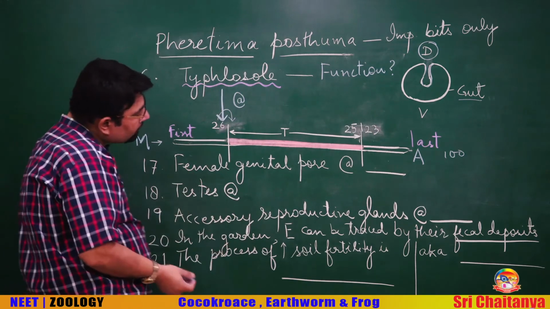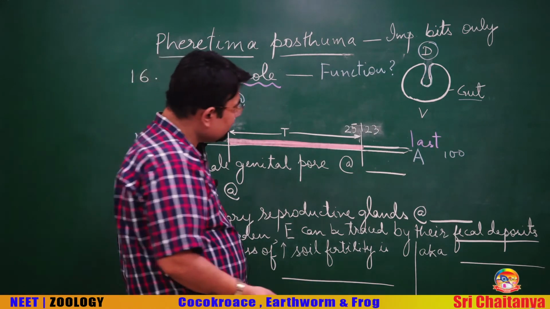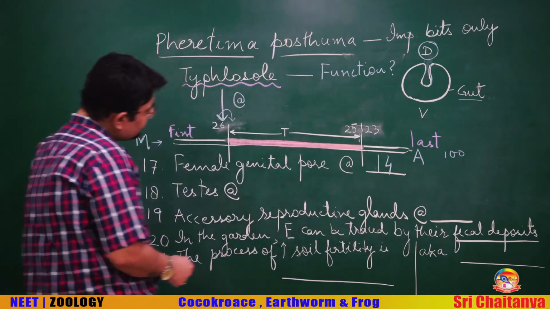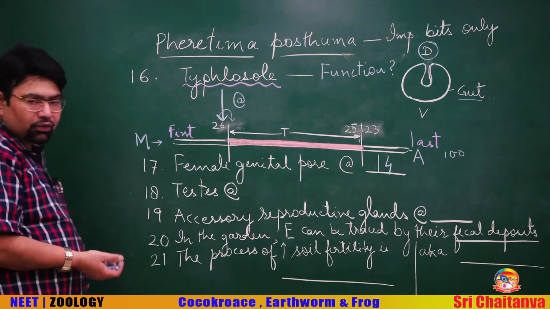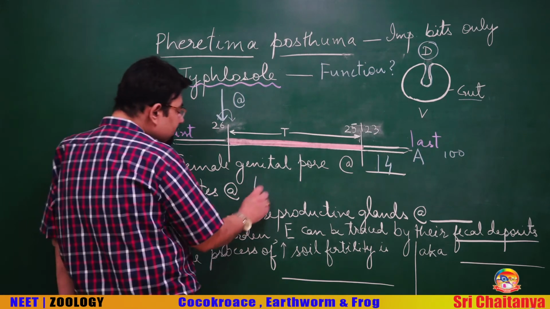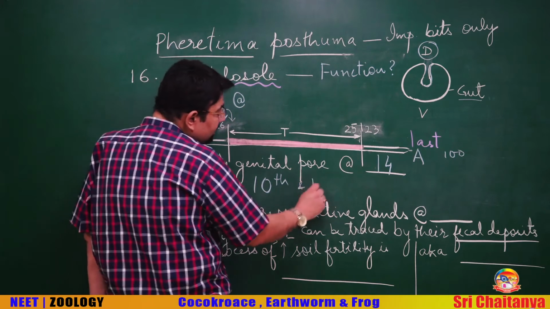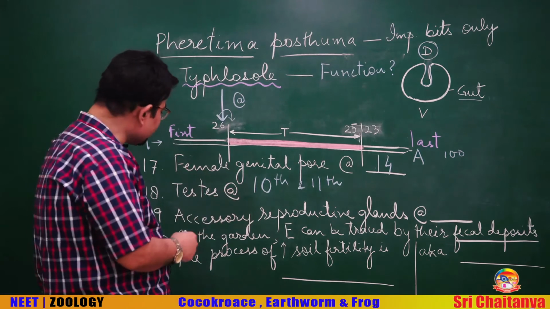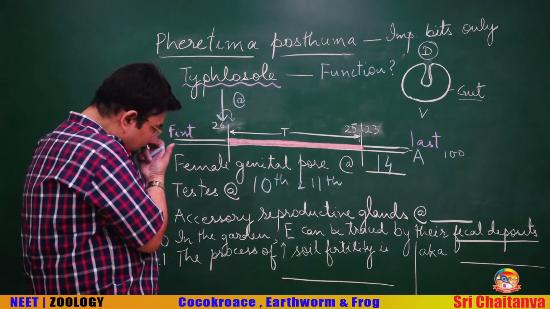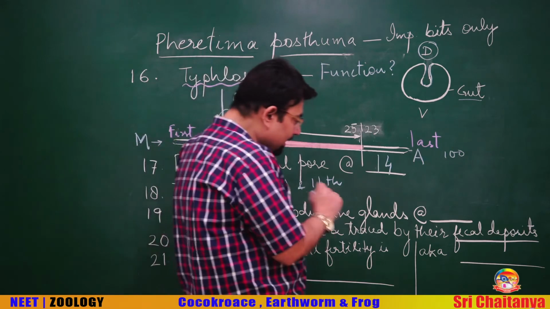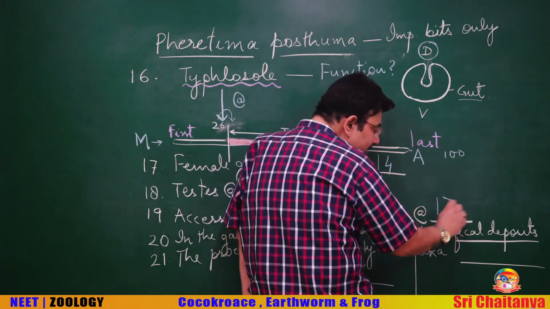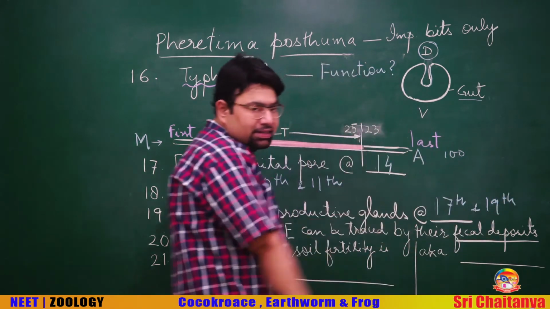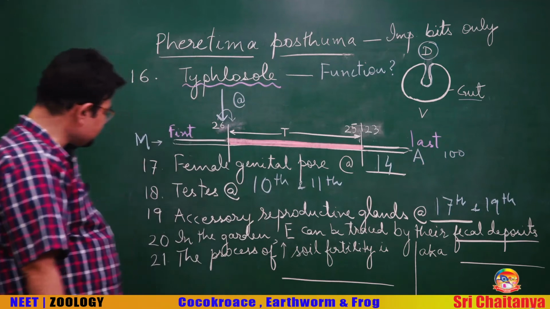Another question is, where is the female genital pore situated in earthworm? Remember, it is a single pore in the 14th segment. Testes, where are they present? They are present in the 10th and 11th segment, 2 pairs. Accessory reproductive glands, again 2 pairs, in the 17th and 19th segment.